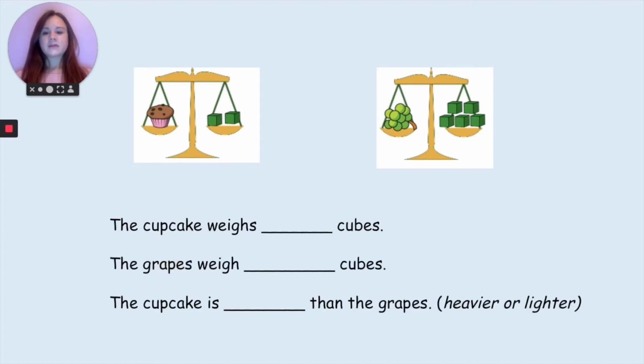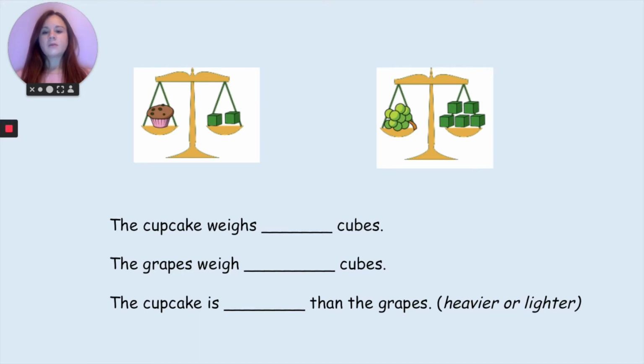Here we have 2 more images. We have a cupcake which we can see weighs 2 cubes, and some grapes which weigh 5 cubes. We know that's how much they weigh because the scales are balanced. That means that they weigh the same on both sides. Pause the video to complete these sentences.